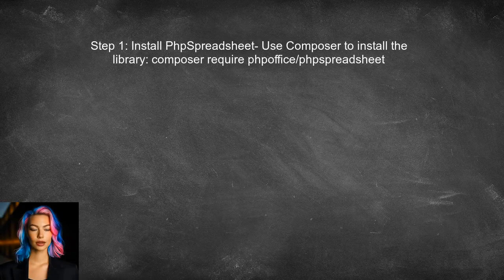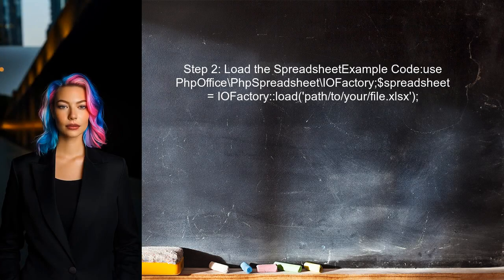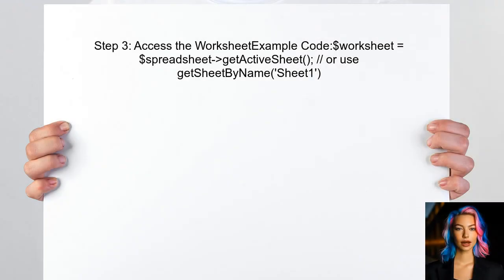To retrieve the date from a cell using PhpSpreadsheet, the user should first ensure they have the library installed. This can be done using Composer, which is a dependency manager for PHP. Next, the user needs to load the spreadsheet file. This involves creating a reader instance and loading the file into a variable. After loading the spreadsheet, the user should access the specific worksheet that contains the date. This can be done by referencing the sheet by its index or name.